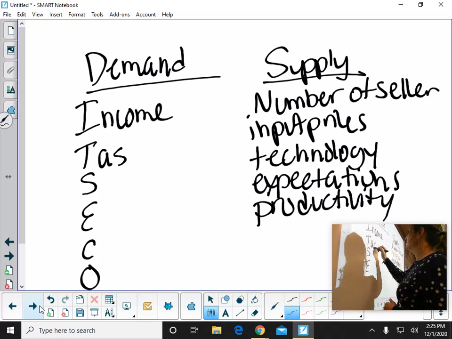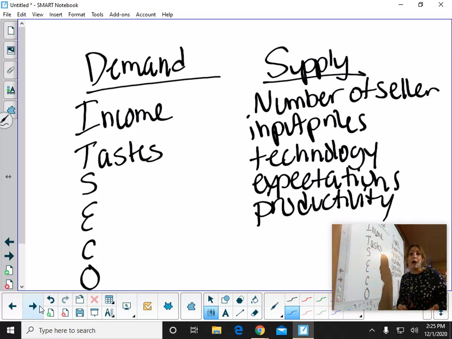T is tastes. If something's popular, something is really cool right now, people are going to be buying more of it. If people don't like it, they don't want it, then there's going to be less demand.